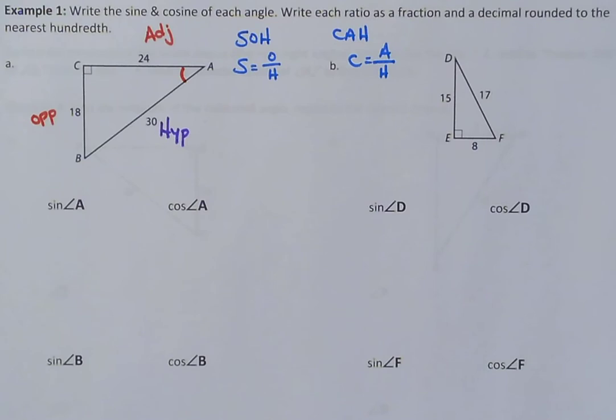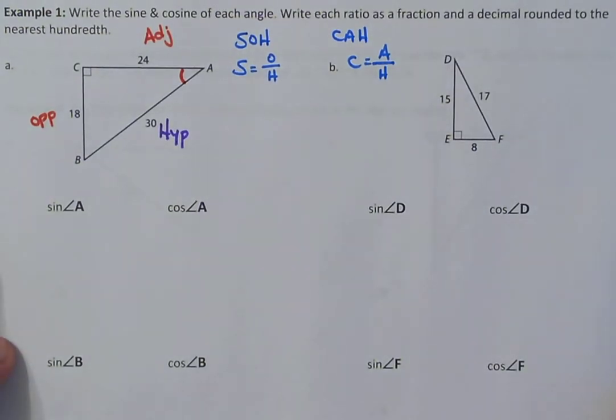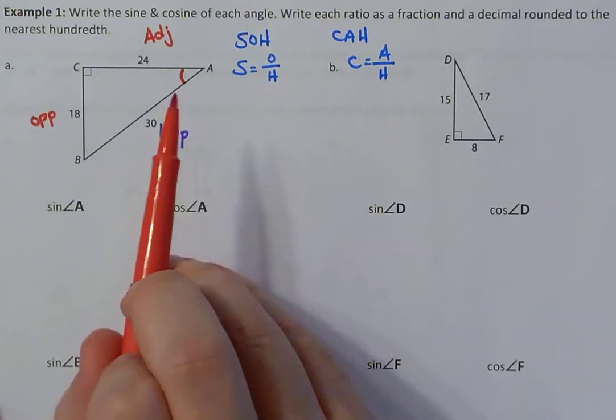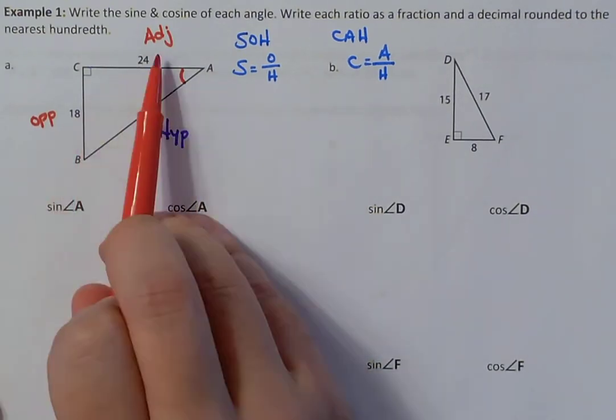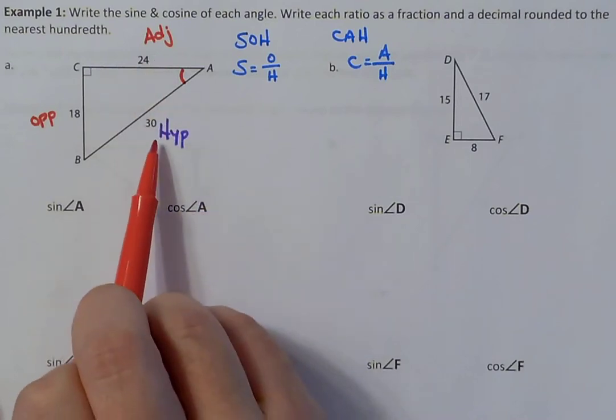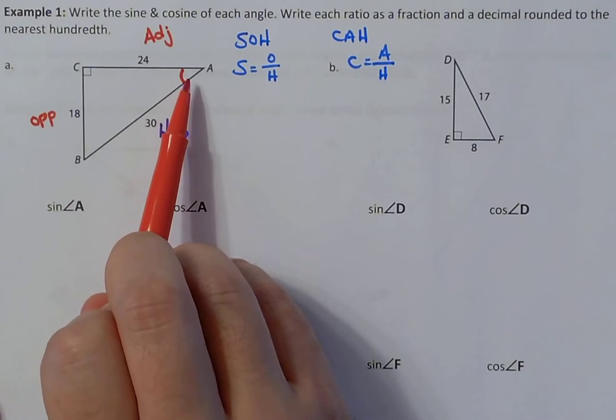Okay, if you found it was helpful with my last set of notes to use different colors for the different angles, by all means do that, or do out your work and then erase opposite and adjacent so that way you can clearly reference it. Alright, so I know that 18 is the opposite, 24 is the adjacent, and 30 is my hypotenuse, all in reference to angle A.